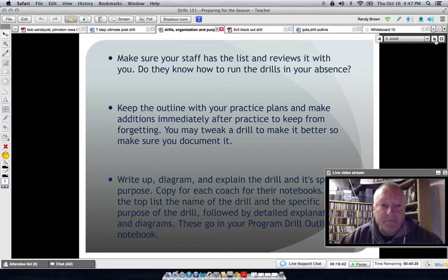So make sure your staff has the drill outline. Make sure they review it with you. Make sure they review it on their own. Make sure that they themselves feel confident with what's in your drill outline. Your drill outline is going to turn into your drill notebook, and we're going to talk about how that's going to happen in a second.